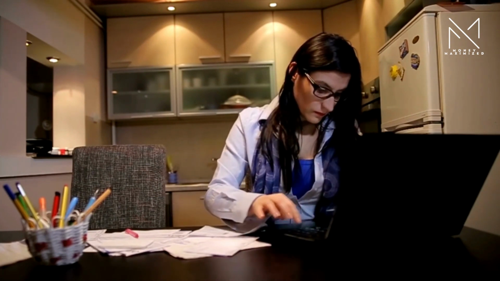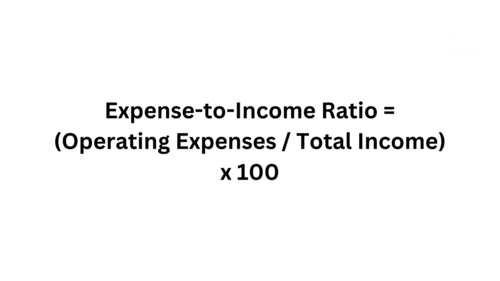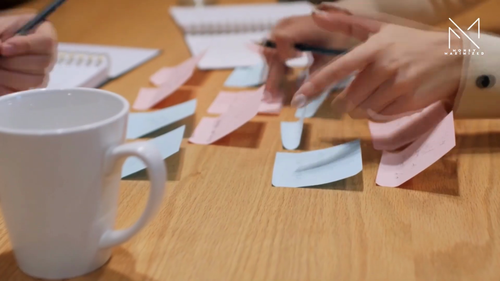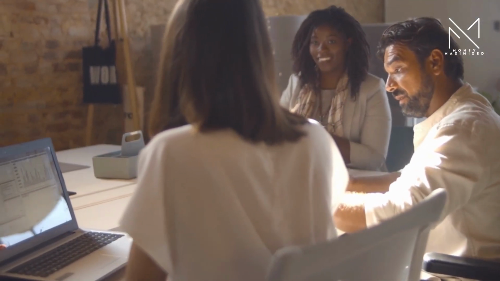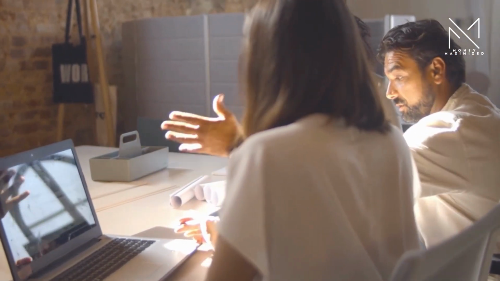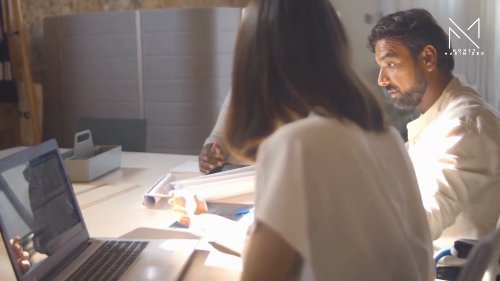The formula for calculating the expense-to-income ratio is as follows. Here's a breakdown of the key components. Operating expenses. These are the costs incurred by a company in its day-to-day operations. Operating expenses typically include items such as employee salaries, rent, utilities, marketing expenses, administrative costs, and any other expenses directly related to running the business.